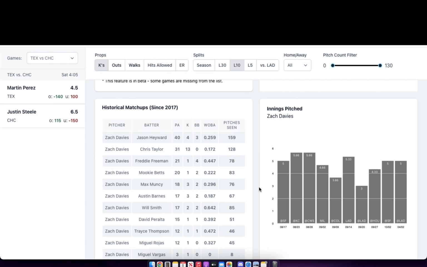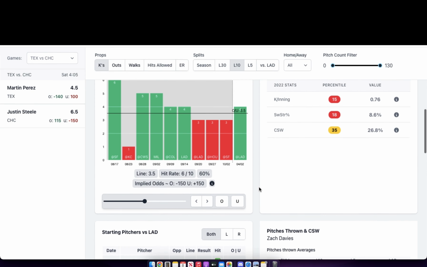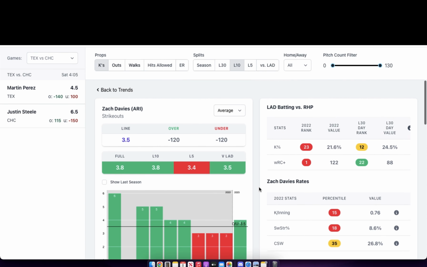Now, one of the reasons I like this matchup for Zach Davies is the Dodgers, despite the allure and the hoopla and the hype around the Dodgers every season, which is warranted. They're a really good team. But there are a lot of things that maybe a lot of casual bettors don't realize. And one of those things is that the Dodgers strike out a lot versus right-handed pitching.